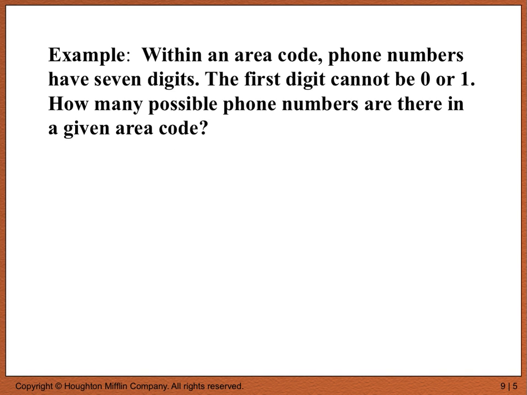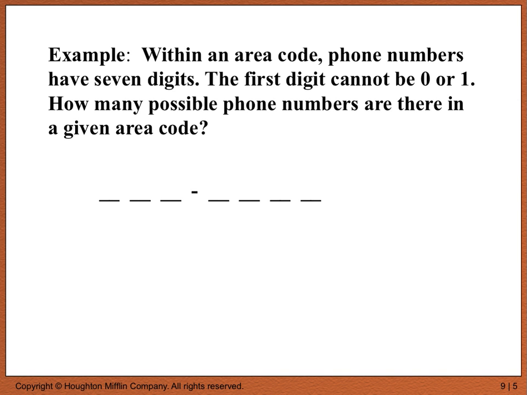Another example: within an area code, phone numbers have 7 digits. The first digit cannot be 0 or 1. How many possible phone numbers are there in a given area code? So let me give you a hint about how to set this up. I like to set it up with the lines indicating events. And in this case, the lines indicate the different slots where a digit can go.